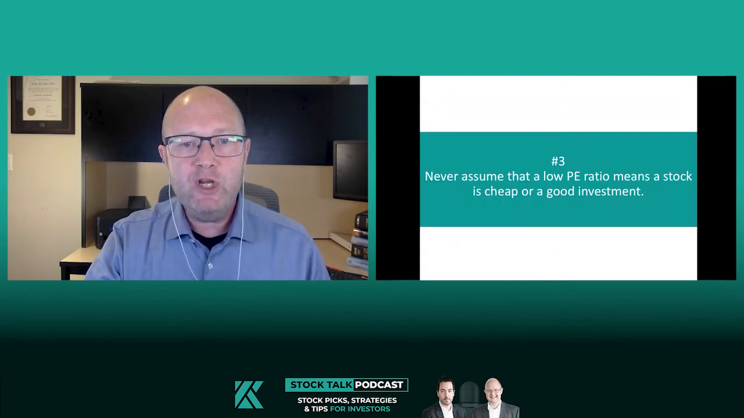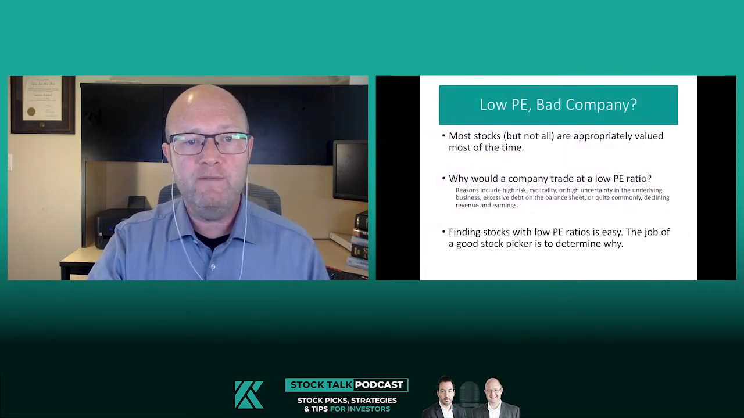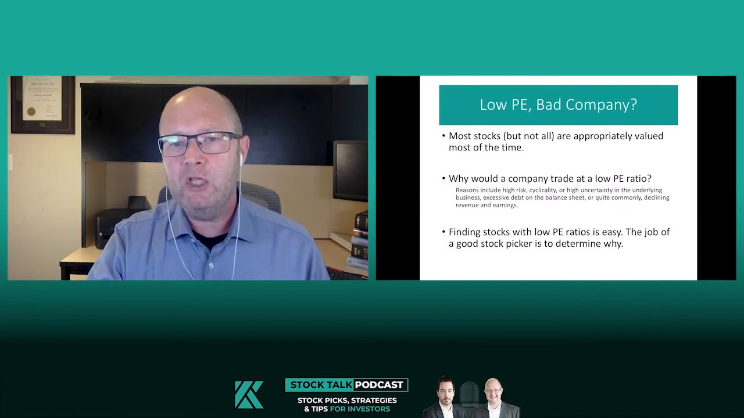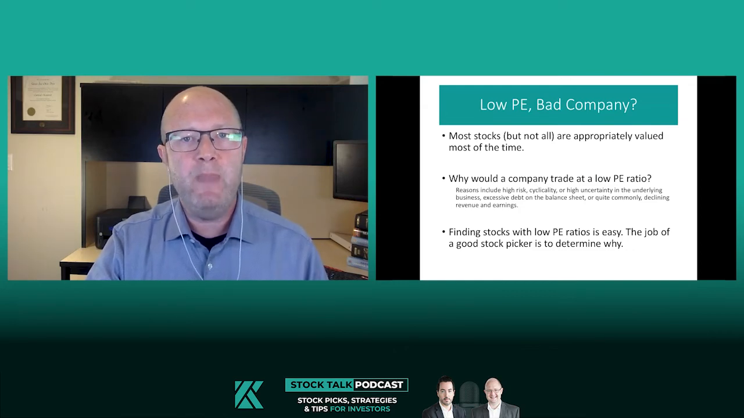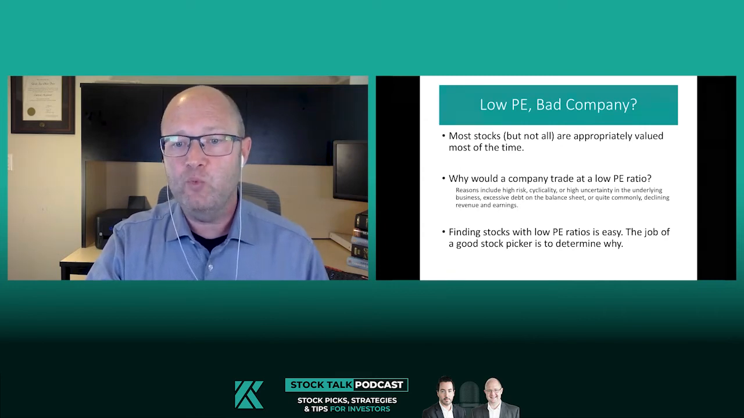Number three, never assume that a low PE ratio means a stock is cheap or a good investment. Most stocks, although not all, but most, are appropriately valued most of the time. So why would a company trade at a low PE multiple? There's a lot of reasons. Maybe the market sees it as very high risk, cyclical, or there's high uncertainty in the underlying business. Maybe it has too much debt on the balance sheet. Or quite commonly, the market just expects the revenue and the earnings to decline in the future. Finding stocks with low PE ratios is really easy, but the job of a good stock picker is figuring out why the PE ratio is where it is.